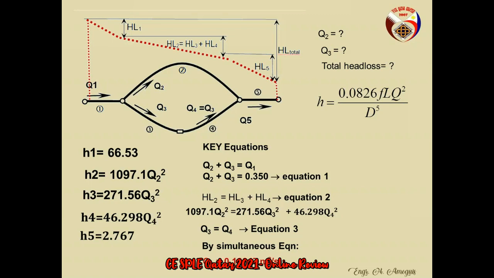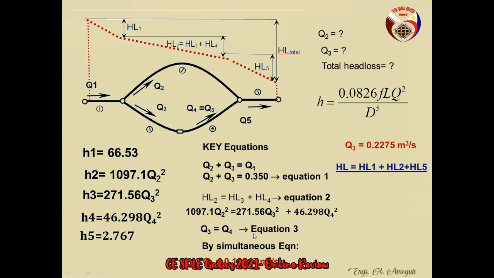For the simultaneous equation, I'll leave the simplification to you, but you can check that Q2 equals 0.122. If you know Q2, then you can solve Q3: 0.35 minus Q2. And the total head loss, as I've said, in this case is H1, H2 plus H5. So if you have Q2, of course you can solve H2. Then you simply add the head losses to solve the total head loss of the system: head loss 1, head loss 2, and head loss 5.